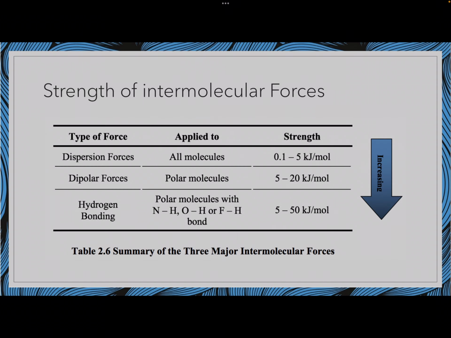So the dispersion forces, this applies to all molecules. The forces are only temporary, and so that's why they're so weak. So the strength is about 0.1 to 5 kilojoules per mole. Dipole-dipole interactions are only for polar molecules. Remember, it has to have that overall dipole. And it's a strength of between 5 and 20 kilojoules per mole. And lastly, hydrogen bonding. So those special three types of bonds, they can be up to 50 kilojoules per mole. So they can be actually quite strong.